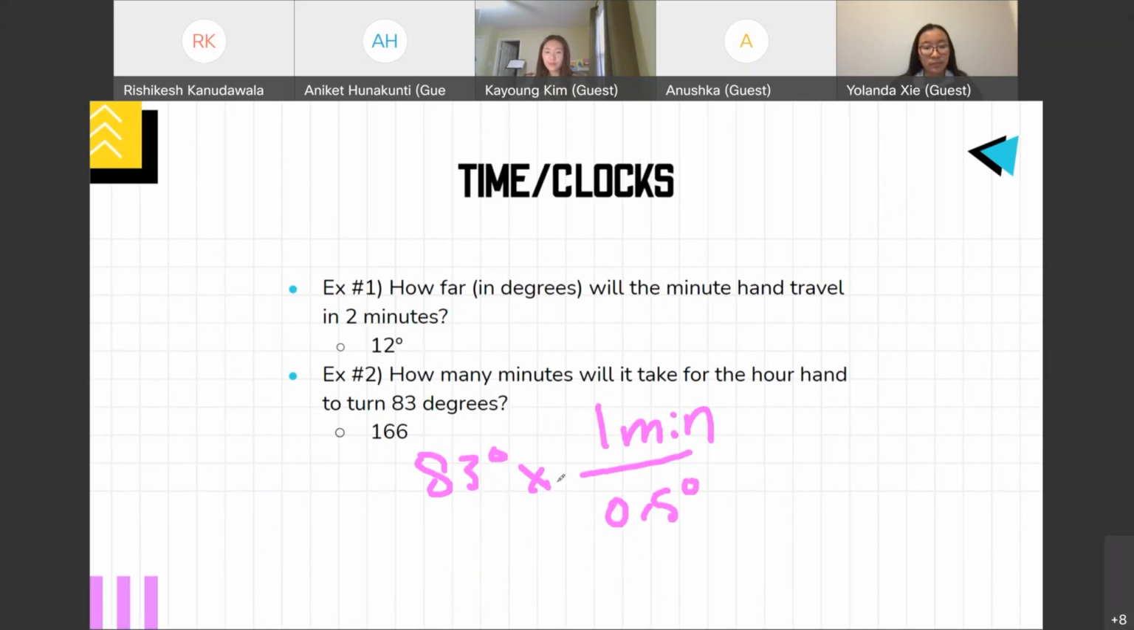So now the degrees cancel out. 83 over 0.5 minutes. Well, dividing by 1/2, that's the same thing as multiplying by 2. So that's going to be equal to 166 minutes. Pretend you did not see the answer.